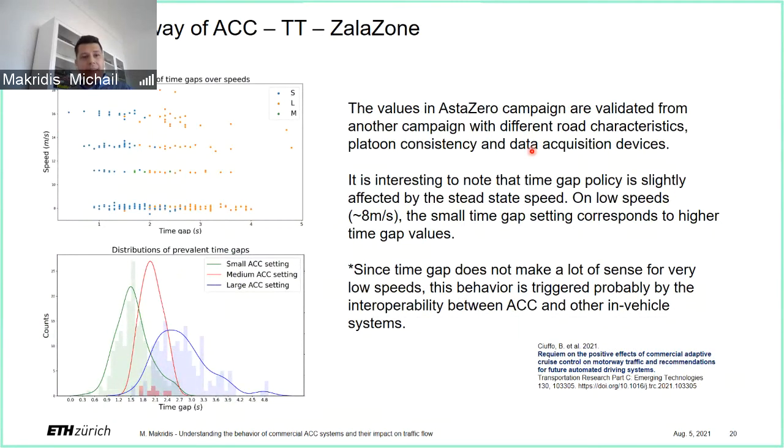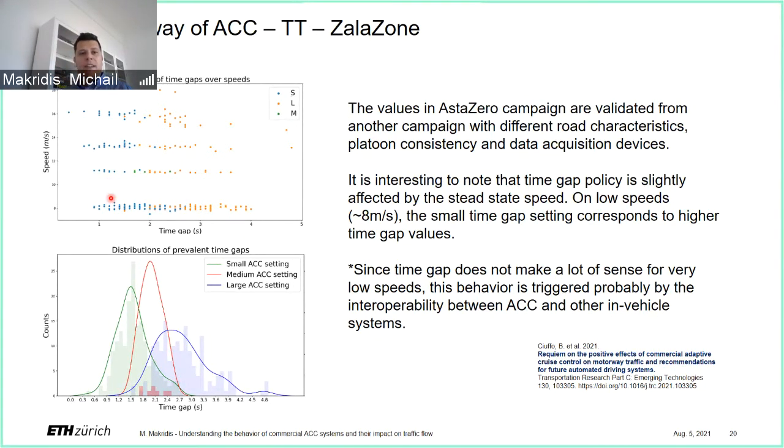Okay, and here we see the speed and the time gap for the different settings. So you see here small, large, and medium. And you can observe that for the different speeds, more or less the time gap of the small setting is constant between 1 and 2. For the large setting it is between 2.5 and more. We discussed this also, actually Christine discussed this last week.